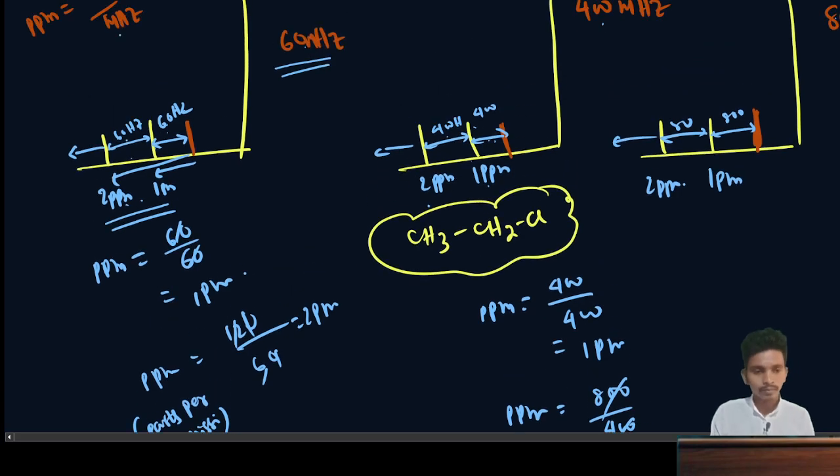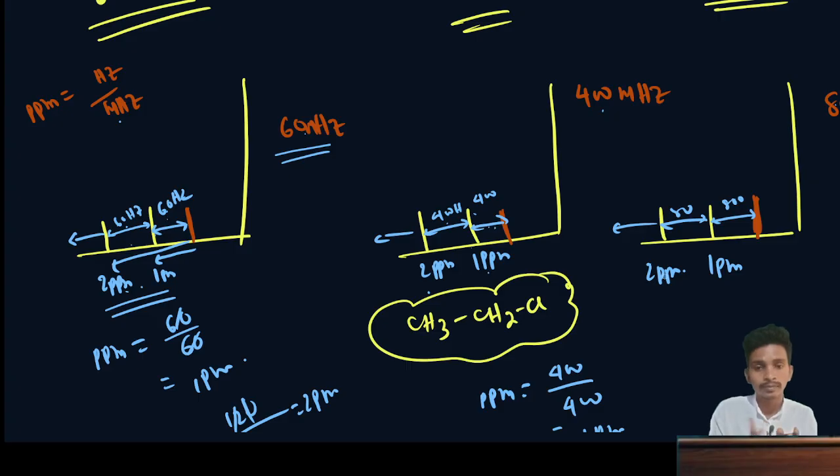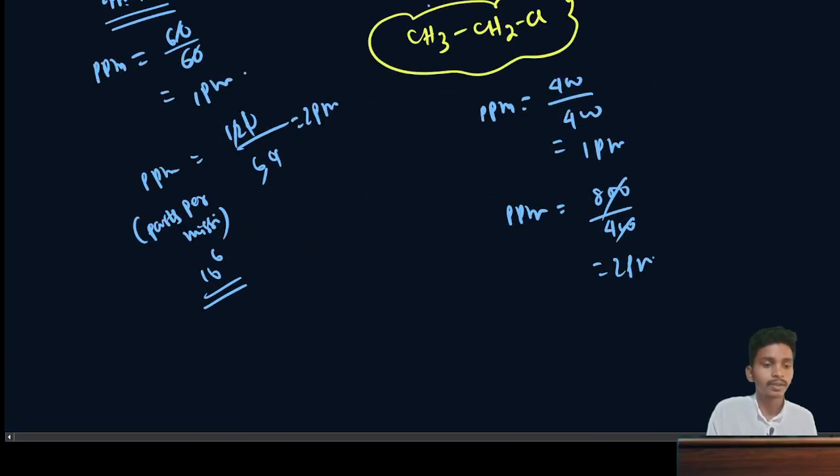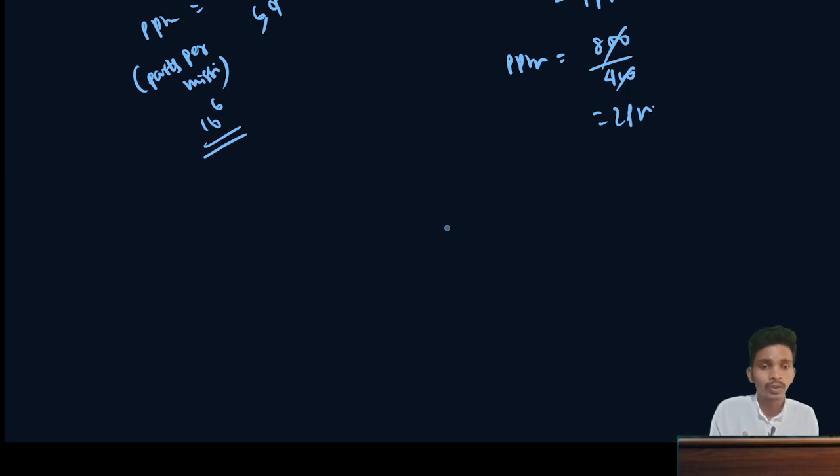So this is the reason why we use a standard reference: according to what is affordable, we can buy a 60 megahertz or 400 megahertz instrument. There is no problem in the chemical shift, because it will be normalized by a standard reference. So a standard reference helps to normalize the chemical shift values. Now the question comes: why do we use TMS as a standard reference? What are the conditions for using any compound as a standard reference?